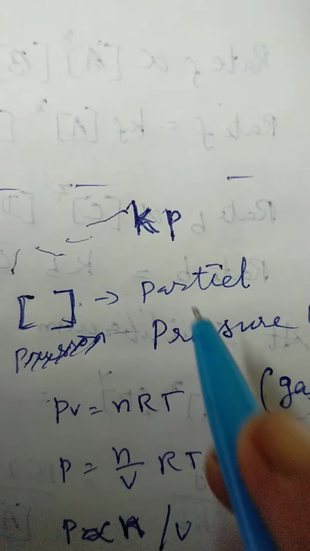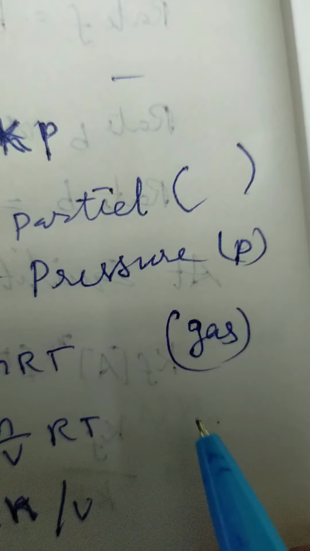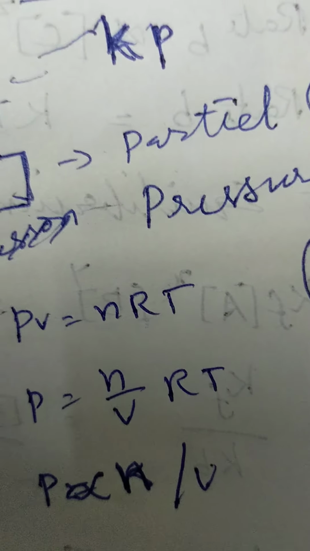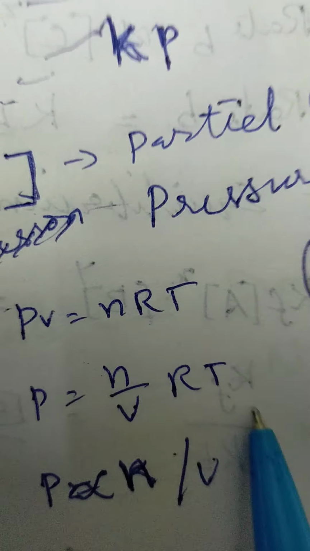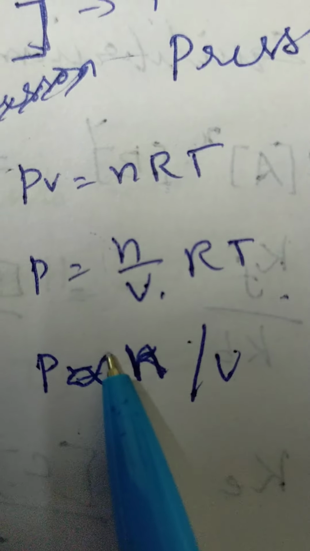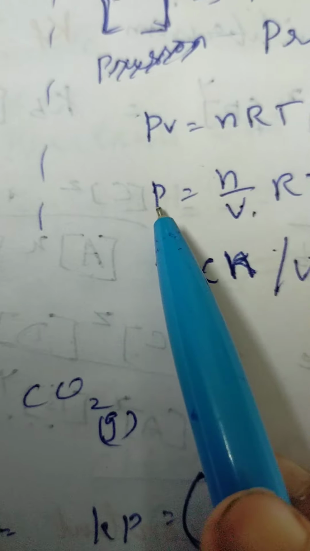What is Kp? Kp is the partial pressure. Whatever equation we write, the partial pressure of a gas can be given. We know that PV is equal to nRT, so P is equal to n by V times RT. What is n by V? n by V is equal to C. So P is directly proportional to n by V, and P is equal to CRT can also be given.